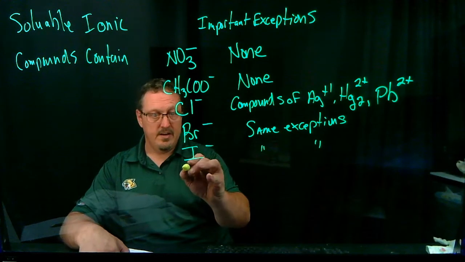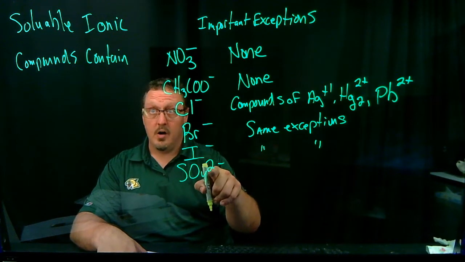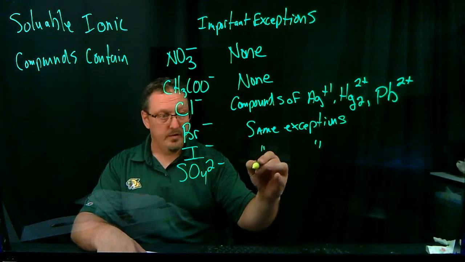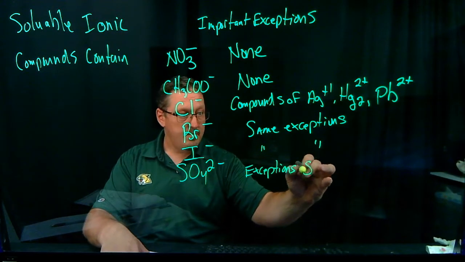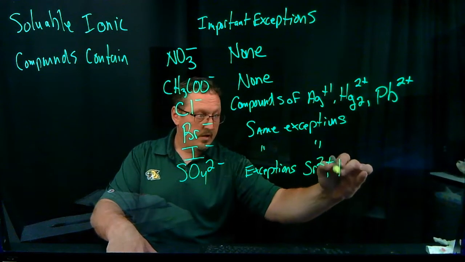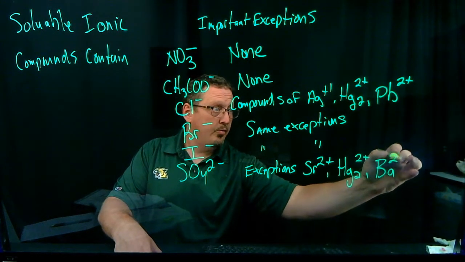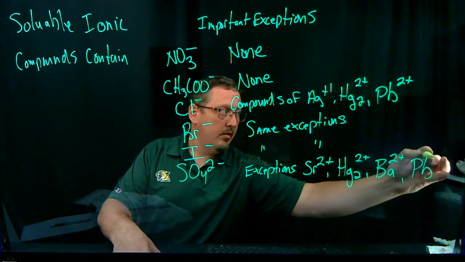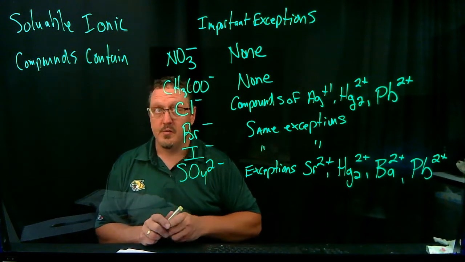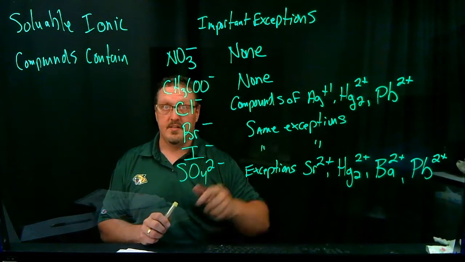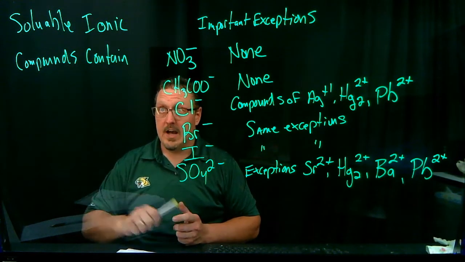And then the only other one that we're going to add to this is sulfate, SO4 with a 2-. Now, sulfate is always aqueous unless it is combined with, so its exceptions are compounds of strontium, so Sr2+, mercury 2+, so that's the same, barium 2+, so that's new, and lead again. Okay, and so those are our aqueous situations. So these ions are usually aqueous unless they've got these exceptions that make them solid.